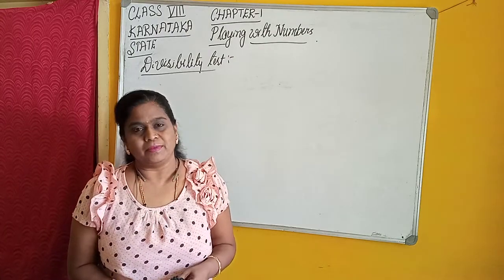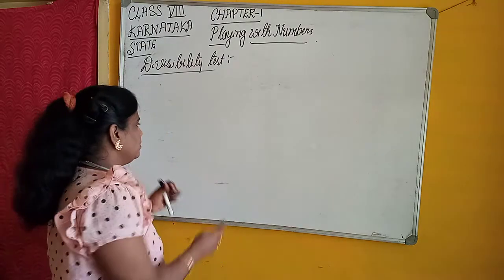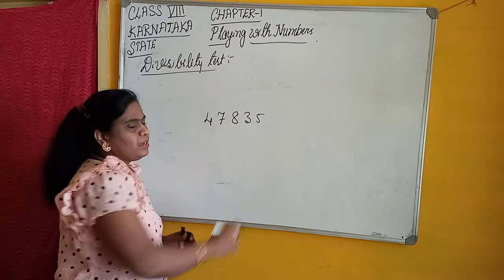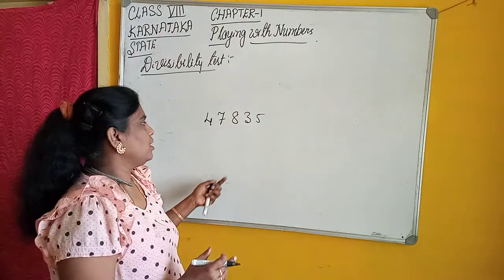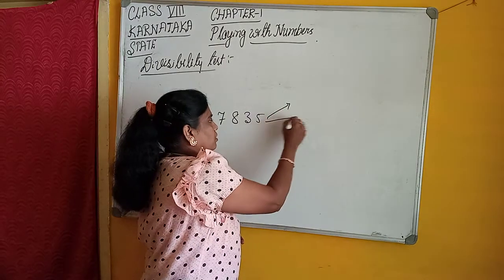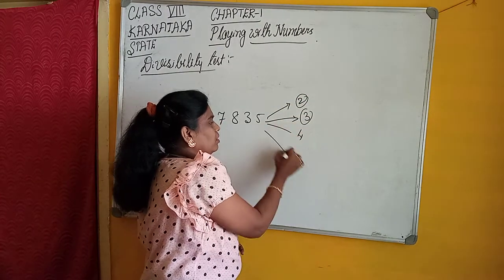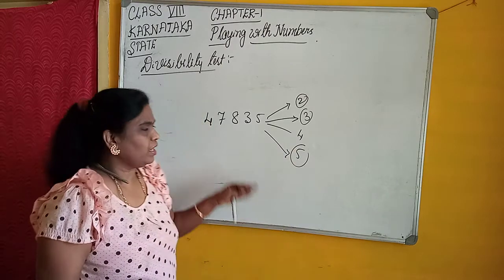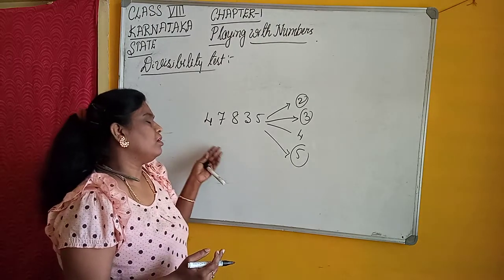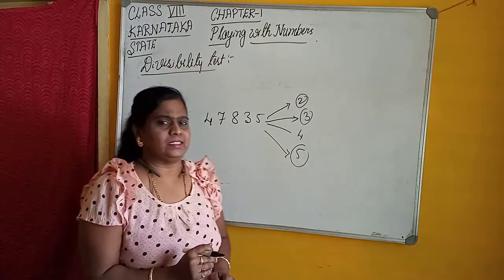What do you mean by divisibility test? If we are given any big number, for example, 4, 7, 8, 3, 5, you have to check if this number is divisible by 2 or 3, or by 4 or 5. For this, there is a small test.